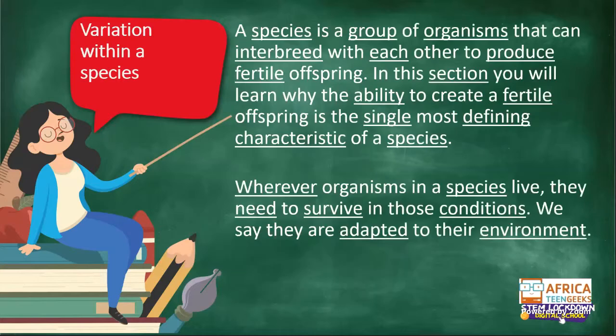Very well done. Okay, so let me start off by reading this to you. A species is a group of organisms that can inbreed with each other to produce fertile offspring. In this section, you will learn why the ability to create a fertile offspring is the single most defining characteristic of a species. So wherever organisms in a species live, they need to survive in those conditions. We say that they are adapted to their environment.